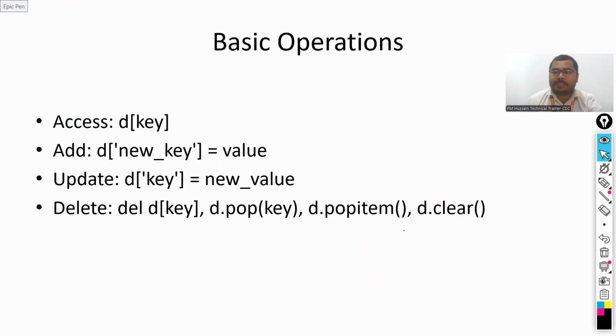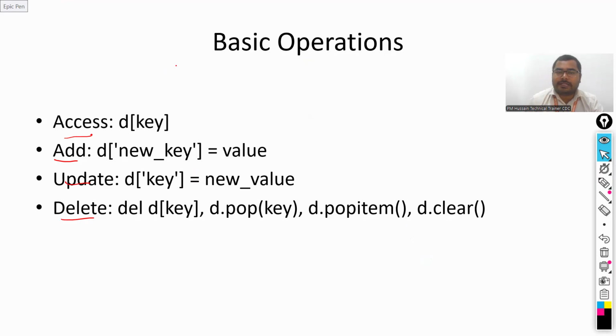Now, what are the basic operations that can be performed on the dictionary? We can add items to the dictionary, we can access the elements from the dictionary, we can update the elements, and we can delete some elements. So these are the basic operations that can be performed on the dictionary.